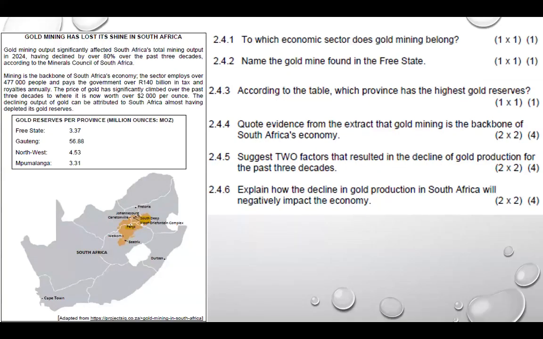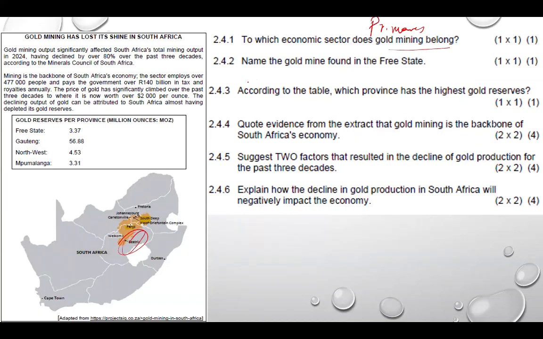Now, let's look at gold mining in South Africa. To which economic sector does gold mining belong? You must all know that because gold mining is extraction, this will be the primary sector. Name the gold mine found in the Free State. You'll look at the gold mine in the Free State there. It is circled down there.